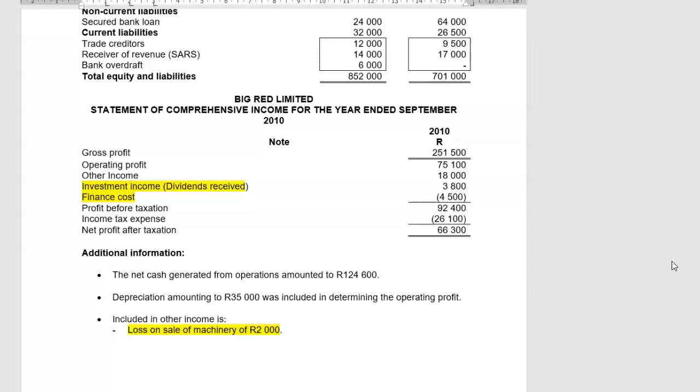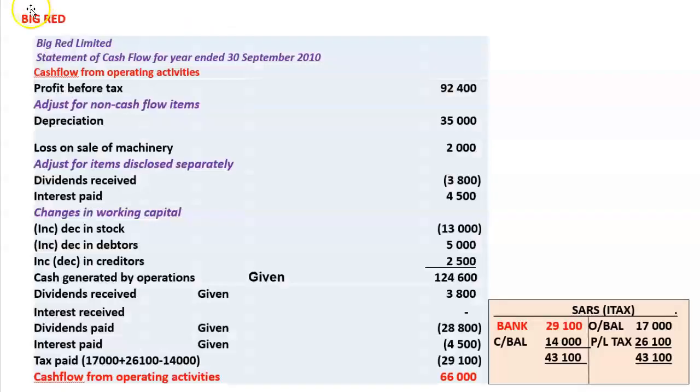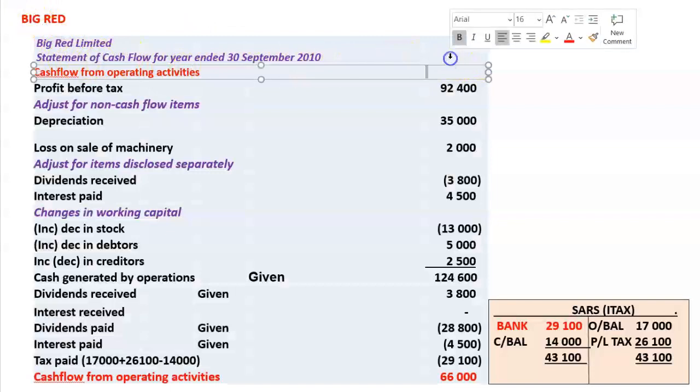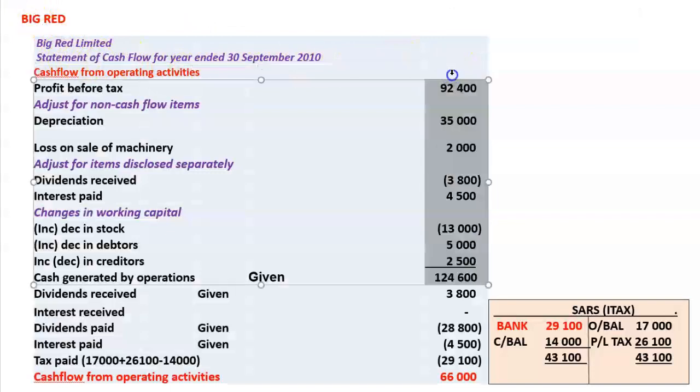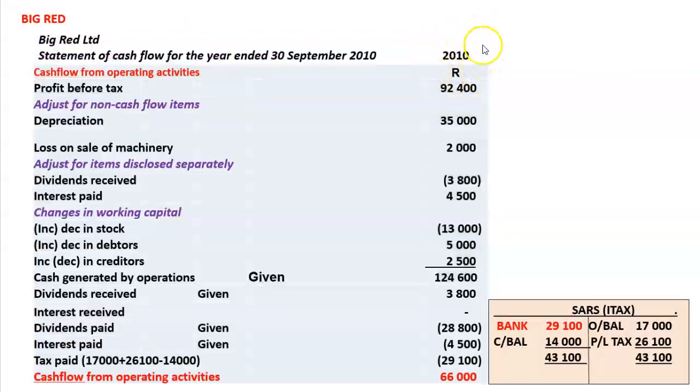So our statement of cash flow is going to start with this figure here, net profit before taxation, 92,400. So proper heading, Big Red Limited statement of cash flow for the year ended 30 September 2010, and then in this column you should have shown 2010 Rand. Cash flow from operating activities, we're going to start with profit before tax, 92,400.